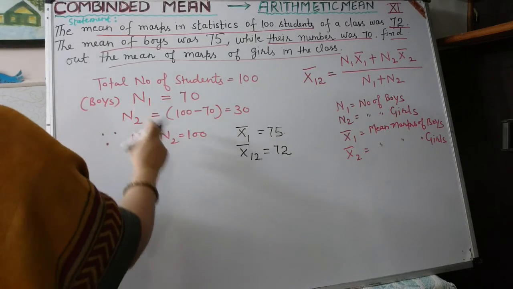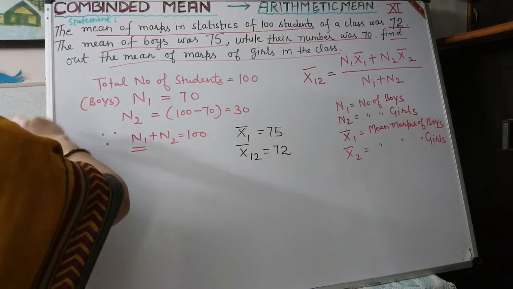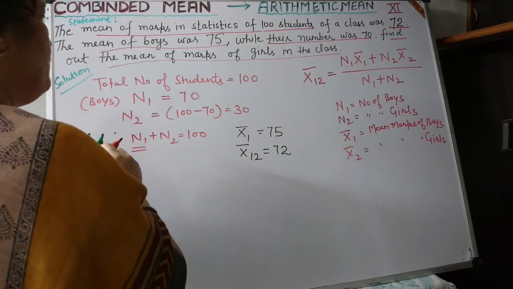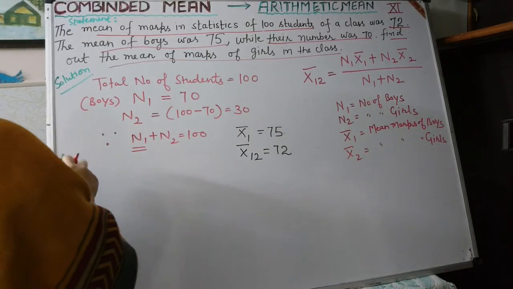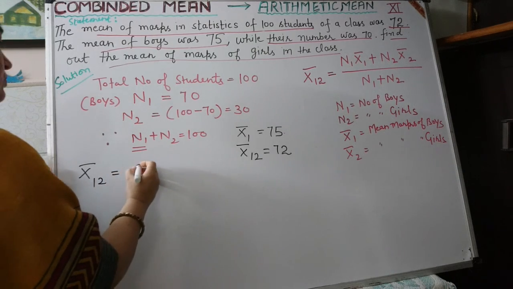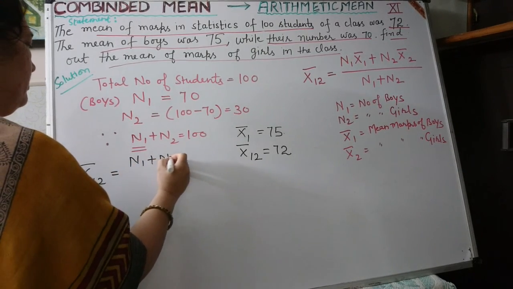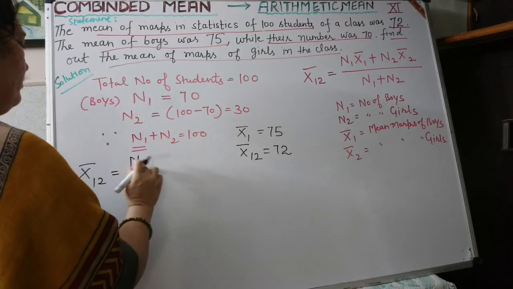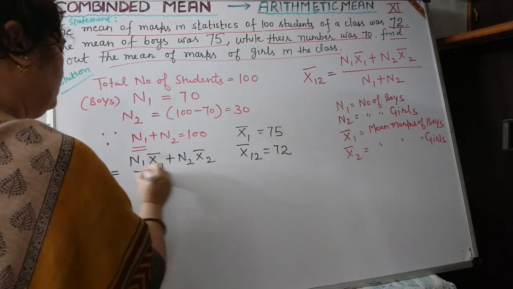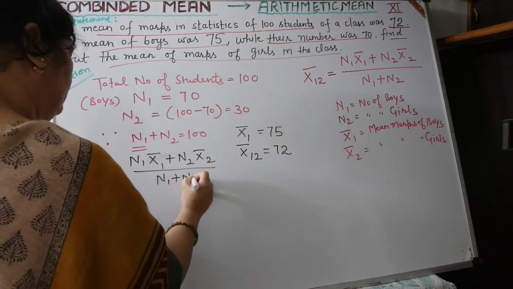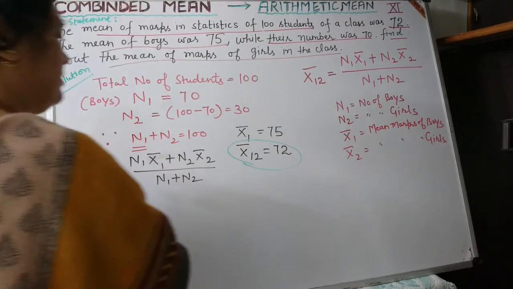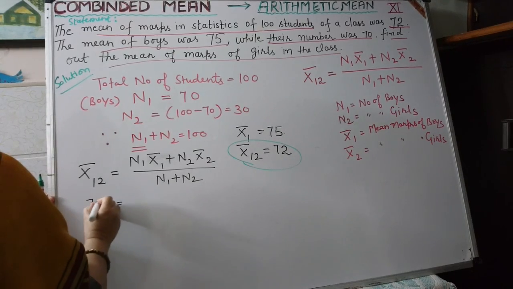So we have to calculate the mean marks of girls in the class with the help of this given information. So I am writing down the formula. X bar 1,2 is equal to N1 multiplied by X bar 1 plus N2 X bar 2 whole divided by N1 plus N2, is equal to, so the value of combined mean, that is given, 72.